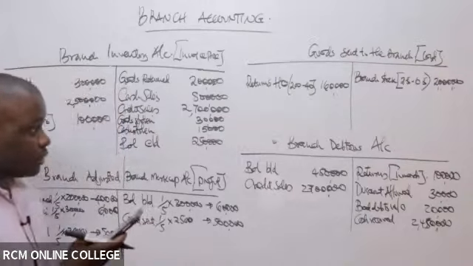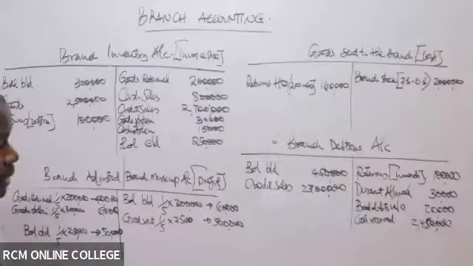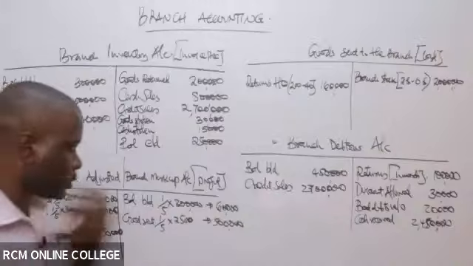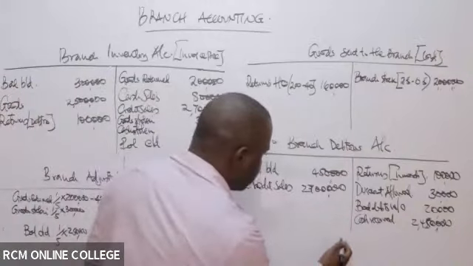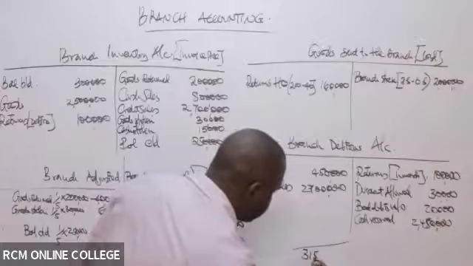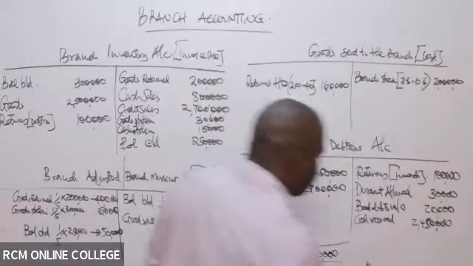ledger accounts. So now in this case, maybe you can be able to start with the branch debtors account. Let's start with the branch debtors account. So which side seems to be more? So this particular side seems to be more. I think it is 3,150,000. So the balance carried down.